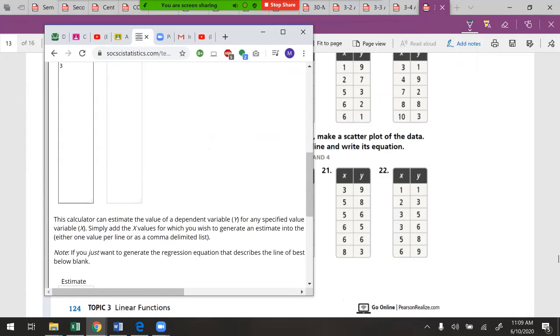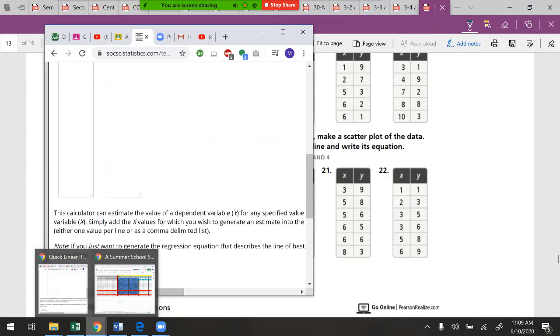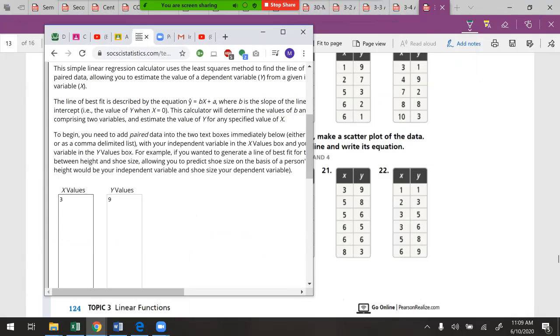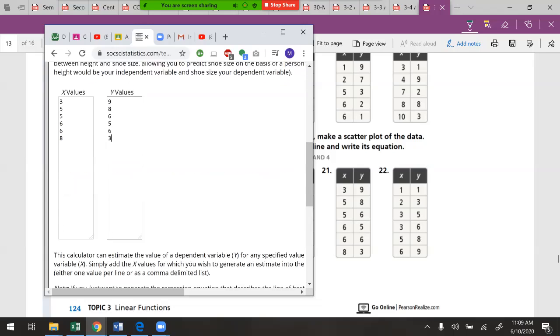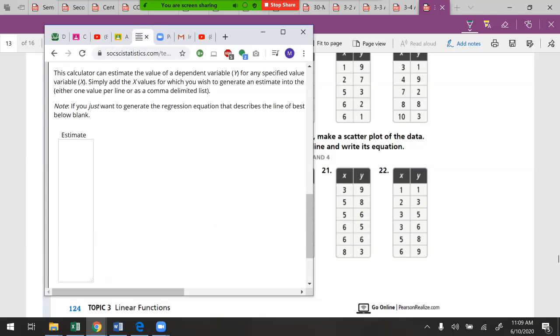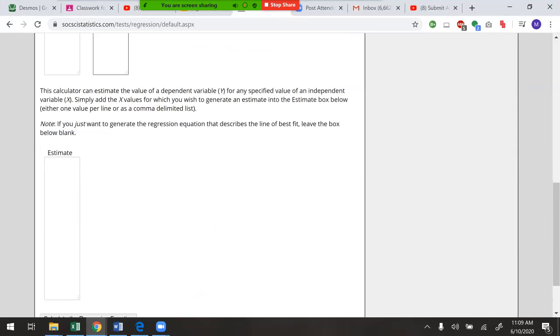3, and then 9. Okay, if I go below it, actually, let's even do this. We can actually put these in order. 5, 5, 6, 6, 8. And then for the next one, okay, 9, 8, 6, 5, 6, and then 3. Okay, so by doing all that, let's see if this program works.